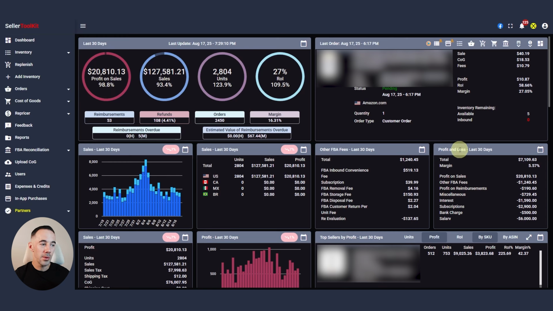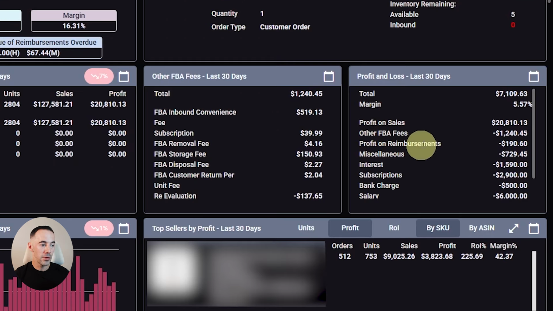Now, what you can do is come over here on the gross profit figure, and what you are going to see is that same number, 20,800 right here. And then it's going to take out all the other fees. So you can see right here, other FBA fees, profit on reimbursements, interest, subscriptions, bank charges, salary. We've got lots and lots of other fees that we take out, not just the Amazon fees, but in this software, you can actually put lots of other costs. And then you also see my salary as well. And then what it's actually going to tell you is what your net margin is right here. So this is going to be really useful. So for this month, we're not as profitable as we wanted to be, but right now you can see we're making that 7,200.